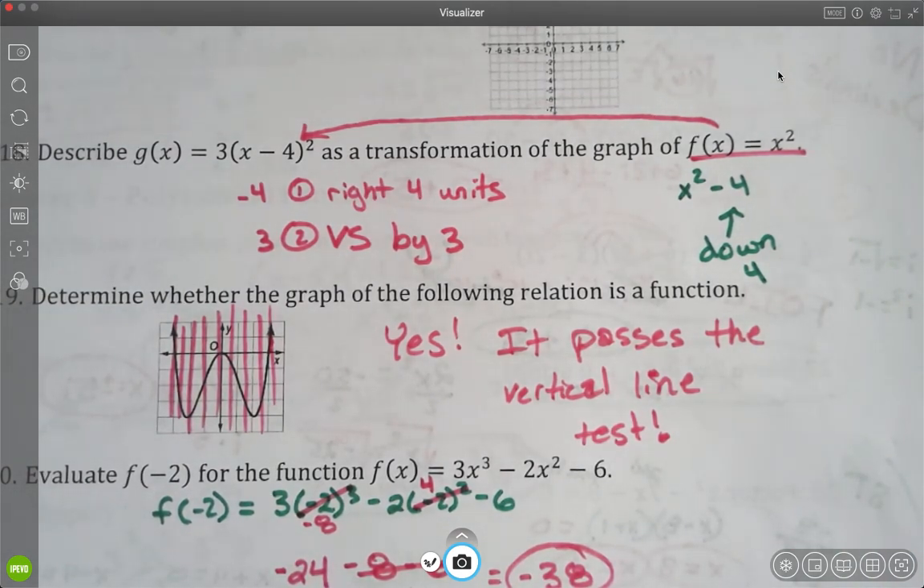The -4 on the inside is actually going to, that's kind of a little reminder of what that looks like. All right? What if that was x plus 4? That would be to the left 4. If this was x plus 4, this would be up 4, right? So up, down, left, right, there's that.